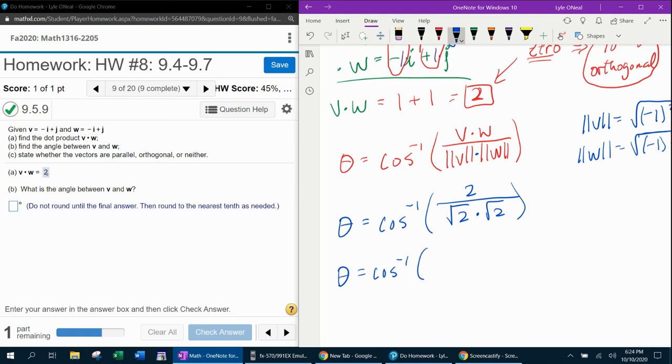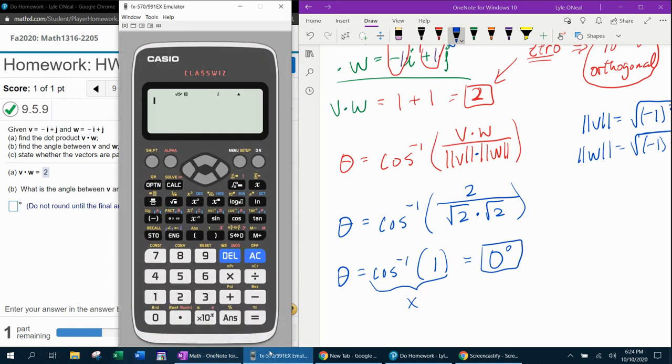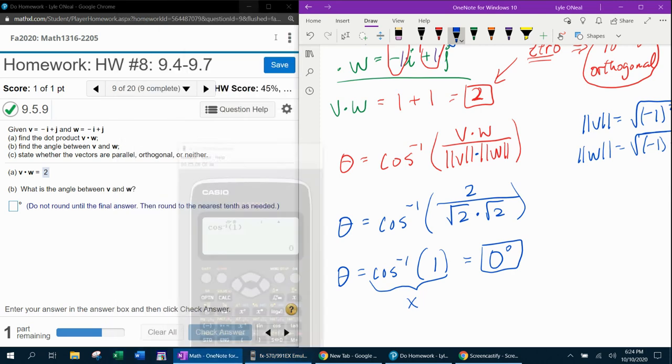So the square root of 2 times the square root of 2 makes 2. Think about it. The square root of 2 times square root of 2 would be the square root of 4, which is 2. And then that would give me 2 over 2, which is 1. Now, what is the inverse cosine of 1? Well, what is the angle in the unit circle that has an x-coordinate of 1? That angle is 0 degrees. And if you wanted to check that, you can pull out the calculator and check it. Inverse cosine of 1, making sure I'm in degree mode, verifies we get an angle of 0 degrees.